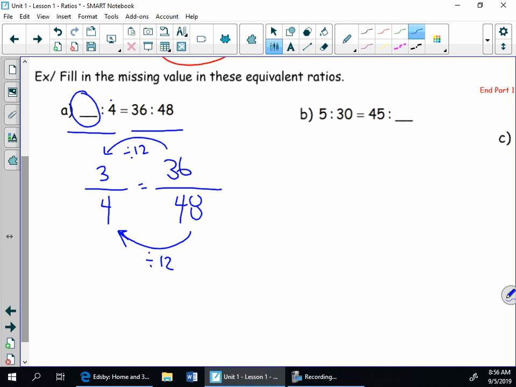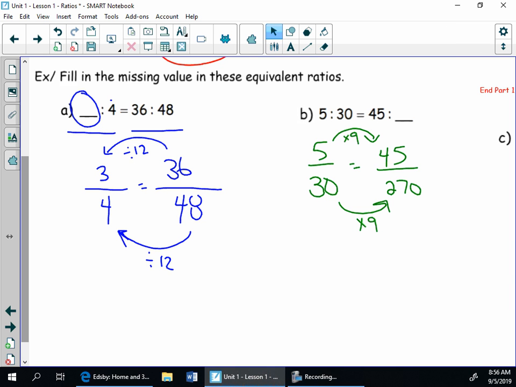We'll try the next one together here. 5 over 30 equals 45 over something. I need to turn a 5 into a 45. How do I do that? Well, that's what I can do mentally. 5 times 9 makes 45. So 30 times 9, arrows point the same direction, do the same thing, makes 270. If you don't like the multiplying way, use the dividing way. Just work backwards.